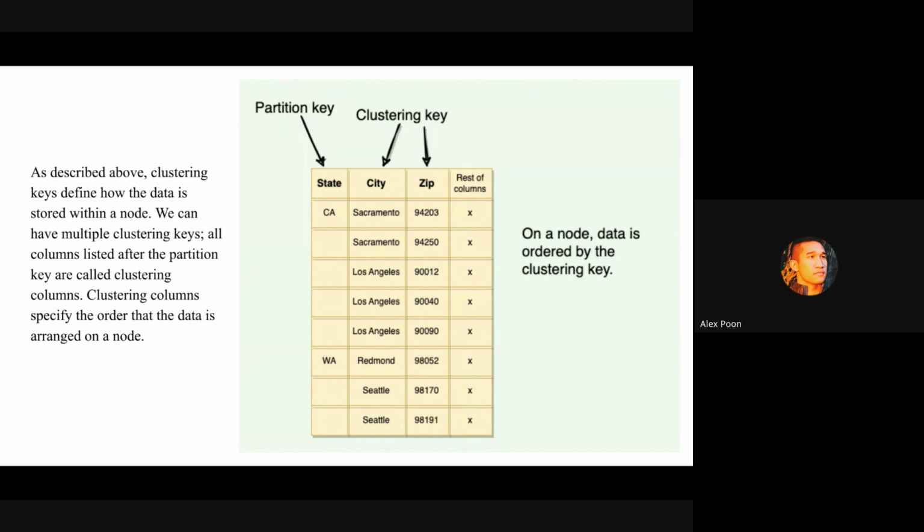As we saw above, clustering keys define how the data is stored within a node. We can have multiple clustering keys. All columns listed after the partition key are called clustering columns. Clustering columns specify the order that the data is arranged on a node. As you can see on a node, data is ordered by the clustering key.